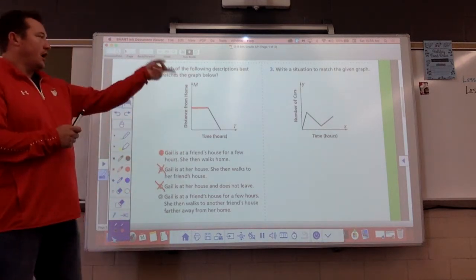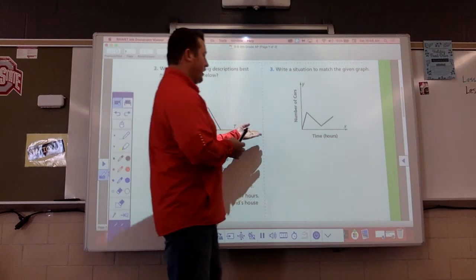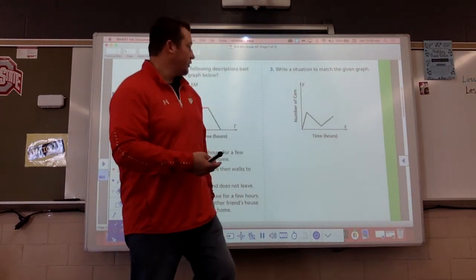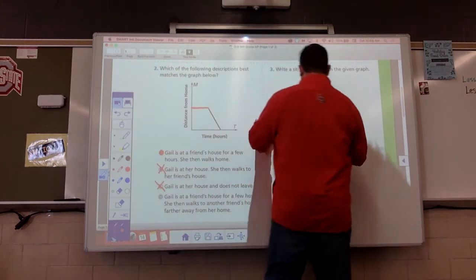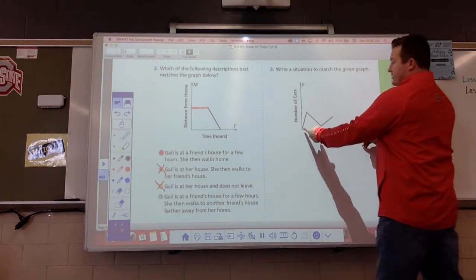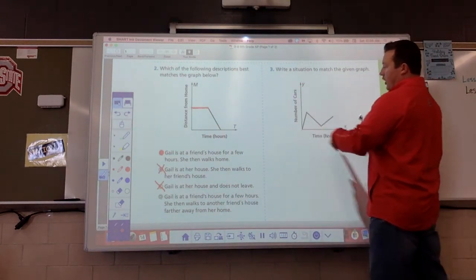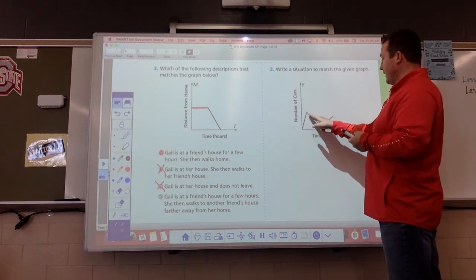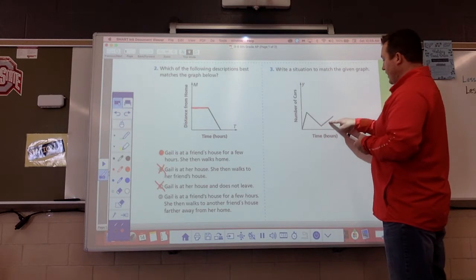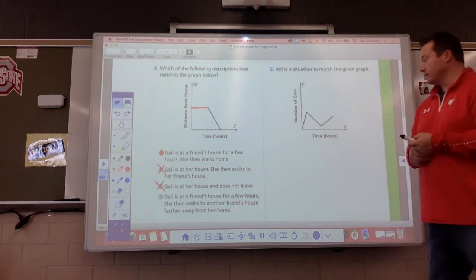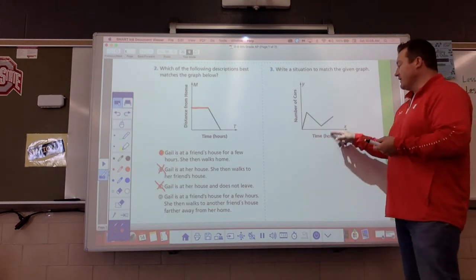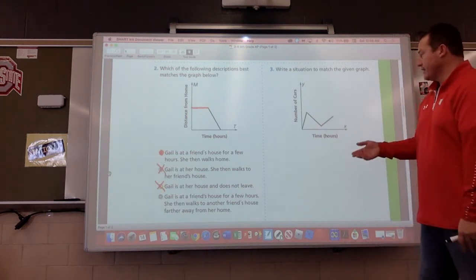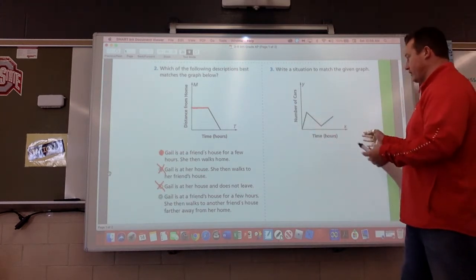Okay? Write a situation to match the given graph. So guys, if you want to come up with your own story for this, you can, right? But what has to stay true is, as time increases, what's happening to the number of cars? Well, they're increasing for some period of time, then they're decreasing, and then they're increasing again. Now, they've given this to me in hours, right? So this isn't like days or months or years. So we can't have some kind of crazy long story here.